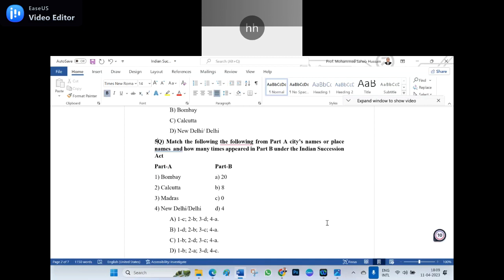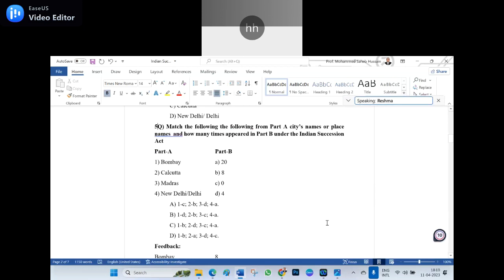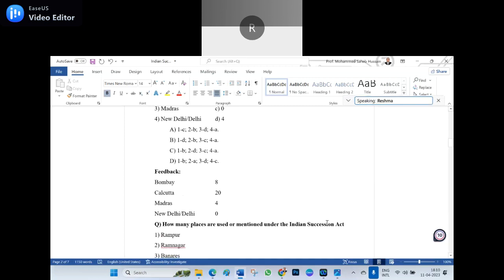I already told you Calcutta is used so many times, which means indirectly I gave the answer. D, sir, is the right answer: 1B, 2A, 3D, 4C. Bombay 8 times, Calcutta 20 times, Madras 4 times, Delhi or New Delhi 0 times.